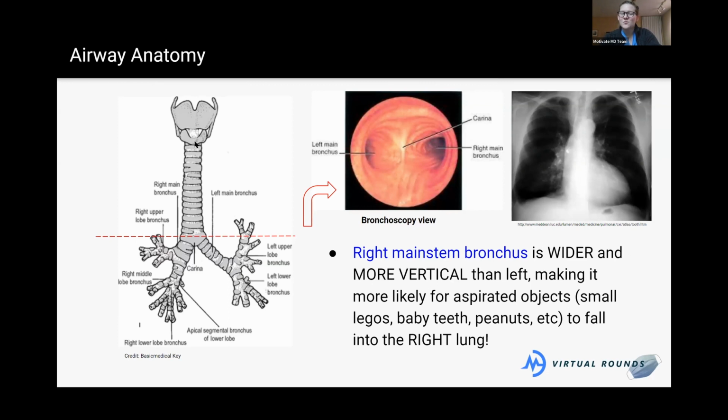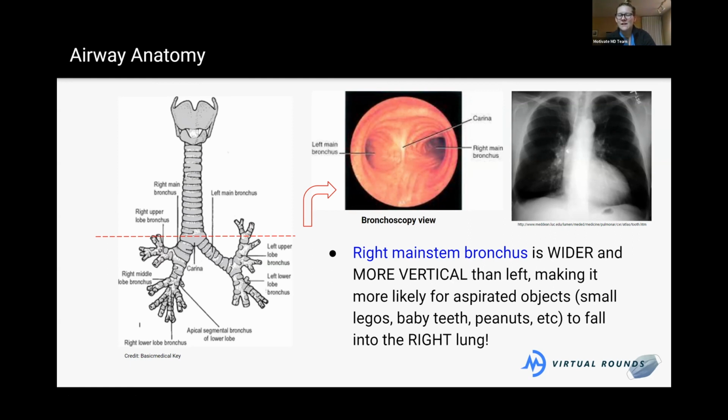Your trachea is just one tube, but then your bronchi are two tubes. So that's where the trachea branches off into two. And a fun fact is that your right mainstem bronchus, which is this one over here, is ever so slightly wider and more vertical than the left one, which comes off at more of an angle and is more narrow.